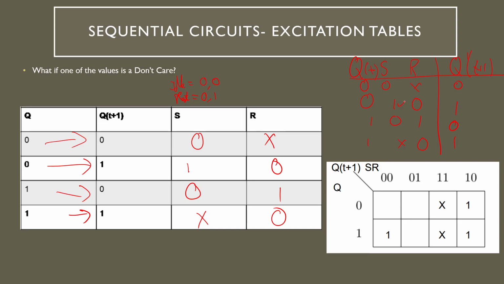And over here, well, where is Q of T plus 1, 1? Here it is for S equal to 1, R equal to 0, Q equal to 0. So this cell gets filled in over here. And also another one over here is for Q equal to 1, S equal to x. So it could be 0 or 1, and R is 0. So then you have to fill in two cells, 1, 0, 0 and 1, 1, 0.